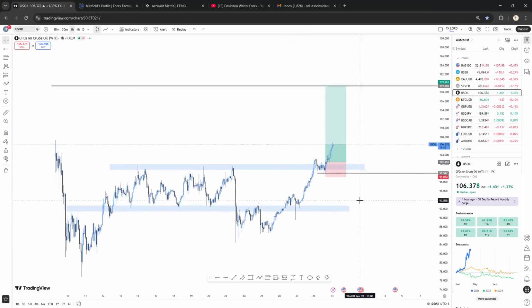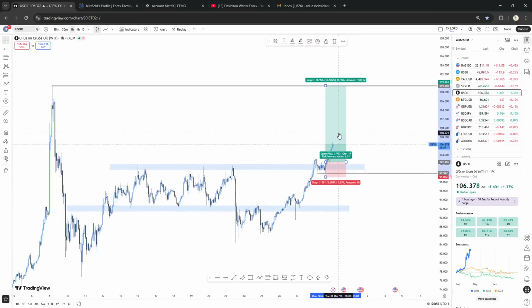Crazily, I didn't cut into this entry. I missed this entry. So guys, I think this is where I'm going to ask for your help. When you miss your entry, what do you do? When you miss a trade, what do you do?